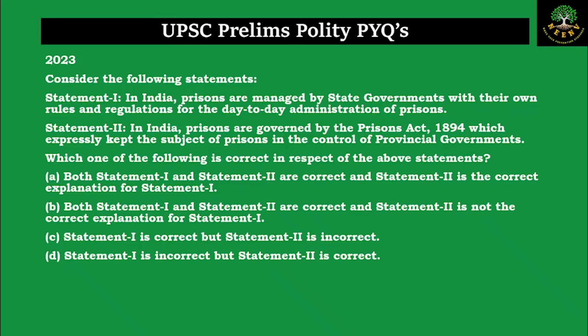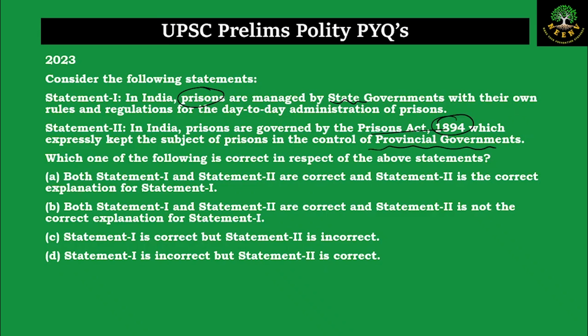Let us discuss the next question now. This is from the year 2023. Consider the following statements. Statement 1. In India, prisons are managed by the state government with their own rules and regulations for the day-to-day administration of prisons. Statement 2. In India, prisons are governed by the Prisons Act of 1894, which expressly kept the subject of prisons in the control of the provincial governments.